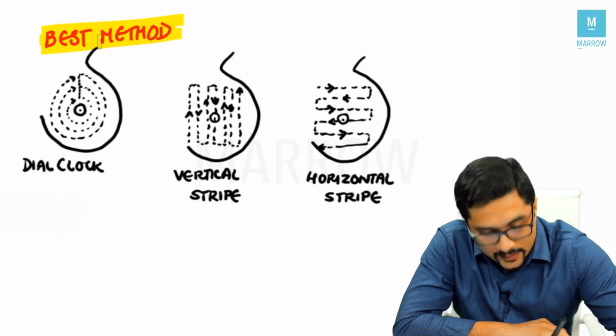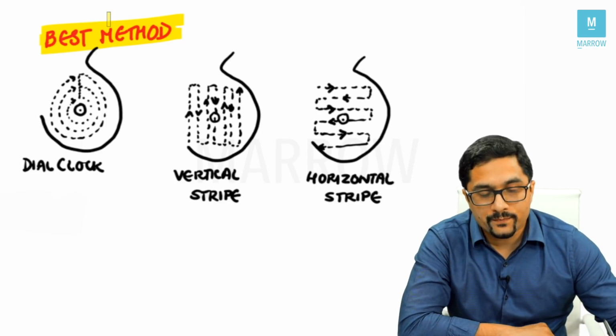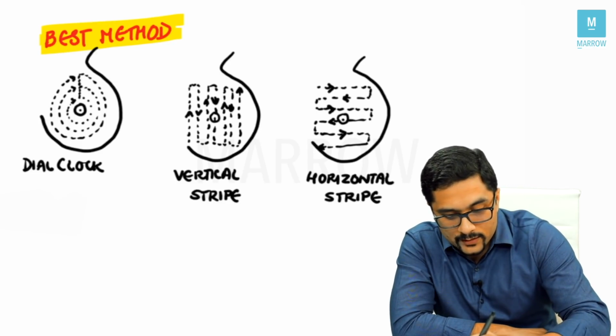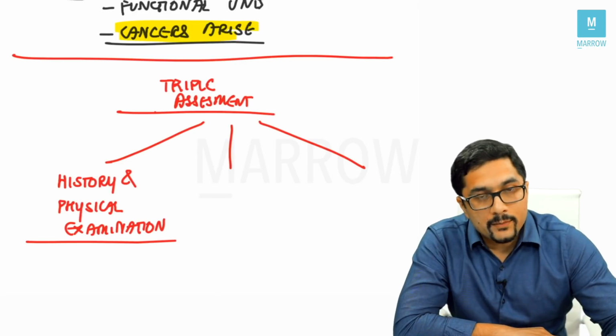This was asked in the AIIMS exam last year as a video-based question. So you should know that the dial clock method is the best method to carry out breast examination. Now, once we've done examination of the breast, what is the next thing which you would like to do? Would you like to do a radiological test first, or would you like to straight away put in a needle and do an FNAC or a biopsy?